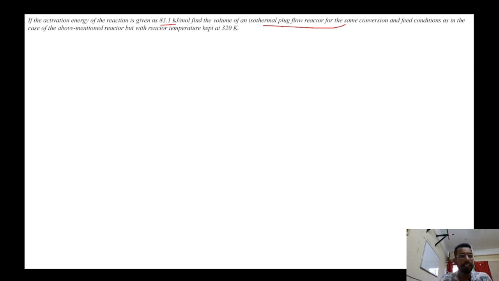And the feed condition is the same as in the case of the above mentioned reactor, but the reaction temperature is 320. So we have to calculate the rate constant at 320, because the rate constant is only a function of temperature, and the temperature right now for the plug flow reactor is 320. So applying the Arrhenius equation, we all know that.